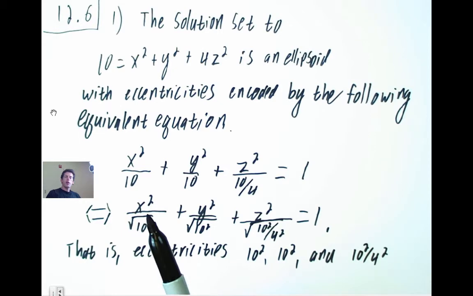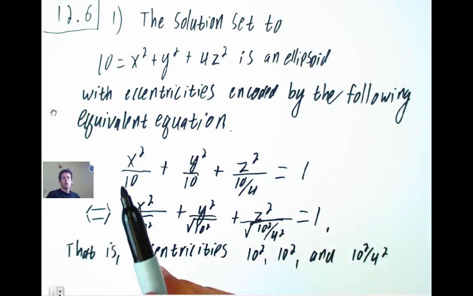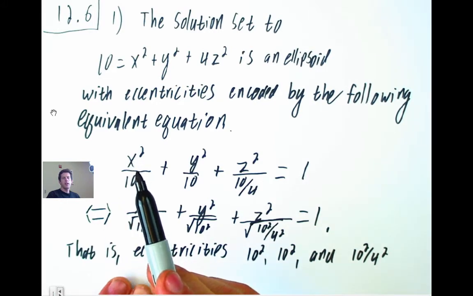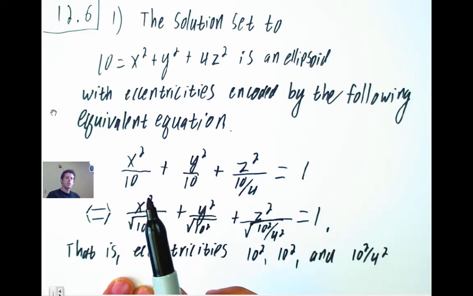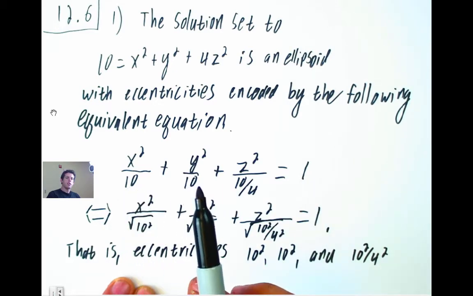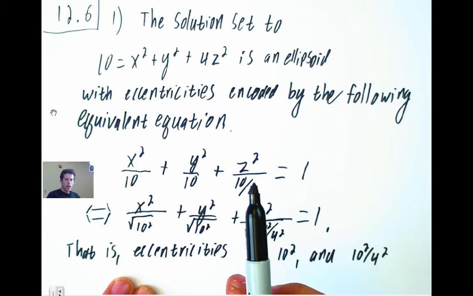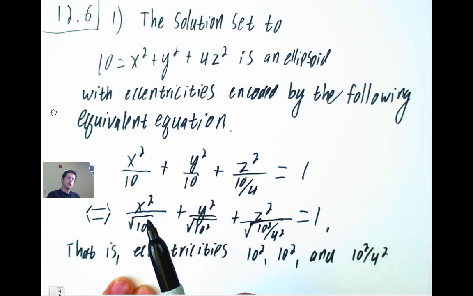Now, I also wanted to talk about the eccentricities to describe this ellipsoid a little bit more. So what I'm doing is I'm writing the equivalent equation where I divide every term by 10 to get a 1 on that far side. And then these denominators right here, 10, 10, and 10/4, they encode the eccentricities. In particular, you should rewrite those numbers as the squares of things.